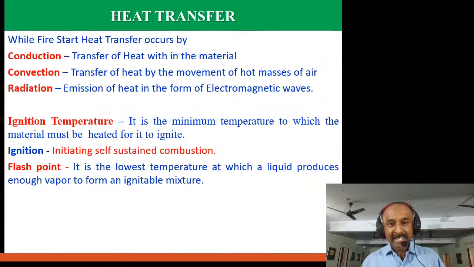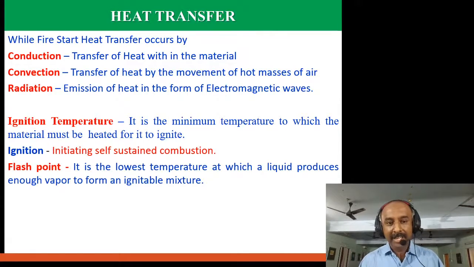As we know, heat transfer occurs by either conduction, convection or radiation. But while a fire starts, heat transfer occurs by conduction, convection and radiation. What is conduction? Transfer of heat within the material. Convection is the transfer of heat by the movement of hot masses of air. Radiation is nothing but emission of heat in the form of electromagnetic waves. So heat transfer occurs rapidly while fire spreads in any zone.